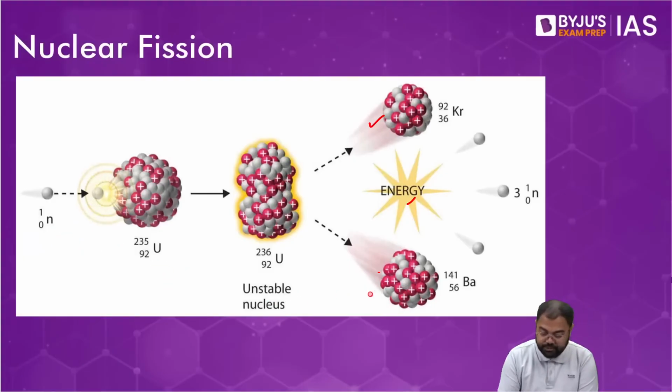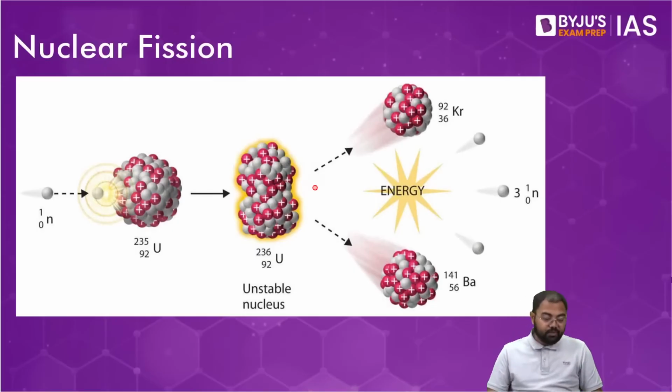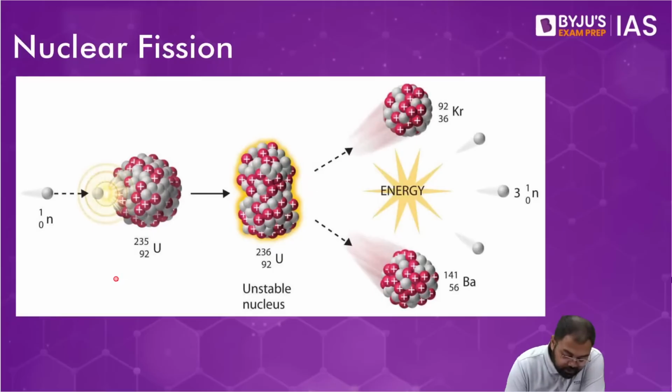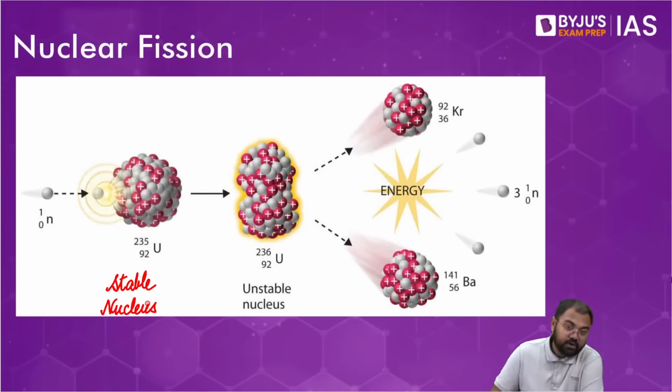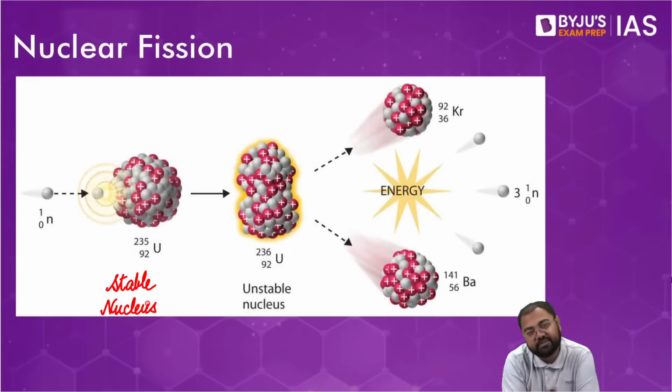Now, when it comes to nuclear fission, fission means to break, and that's why it is breaking. So what we are doing is taking uranium 235. Now this uranium 235 is pretty stable. This is a very stable nucleus. It does undergo radioactivity, but it will not break. It will just keep undergoing radioactivity.